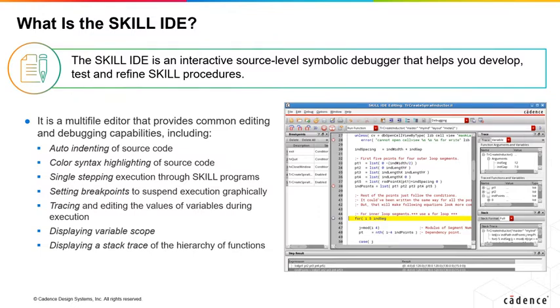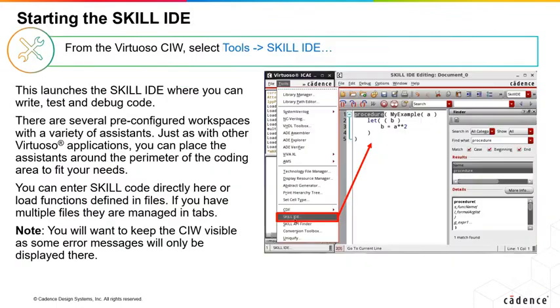You can set breakpoints so that the program execution stops at a particular location, and you can do this graphically with the mouse rather than inserting commands. You can trace and edit values of variables during execution and watch those values change as the code executes. You can display variable scope and also stack trace to see the hierarchy of functions that have been executed up until that point in the code.